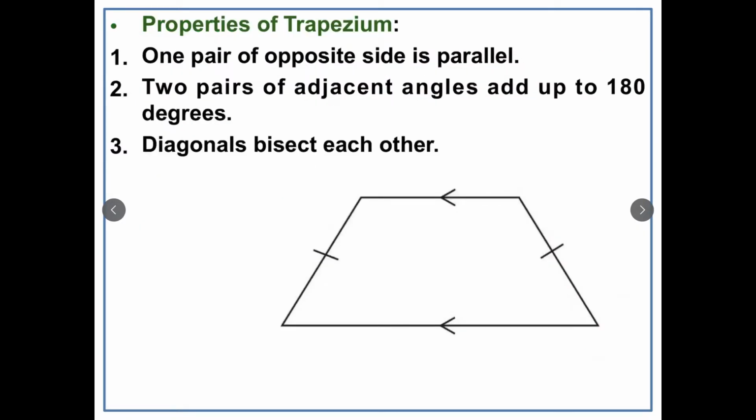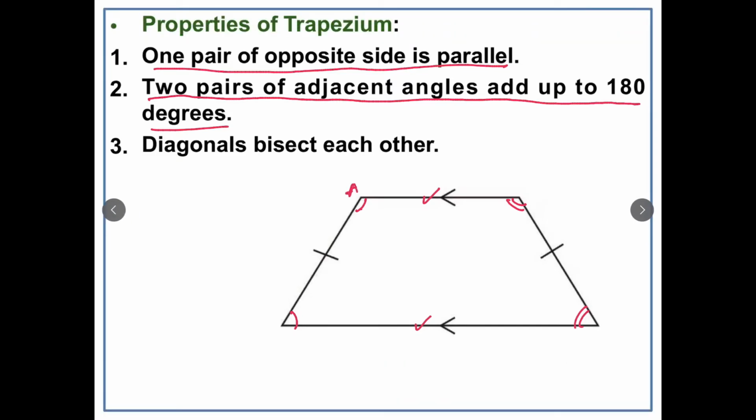Not kite, first we'll look at the properties of the trapezium. The first is that one pair of opposite sides is parallel, like in this case these 2 sides are parallel. The second property of a trapezium is that 2 pairs of adjacent angles add up to 180 degrees. When you take the pair of adjacent angles, suppose these 2 angles and these 2 angles, their sum has to be equal.